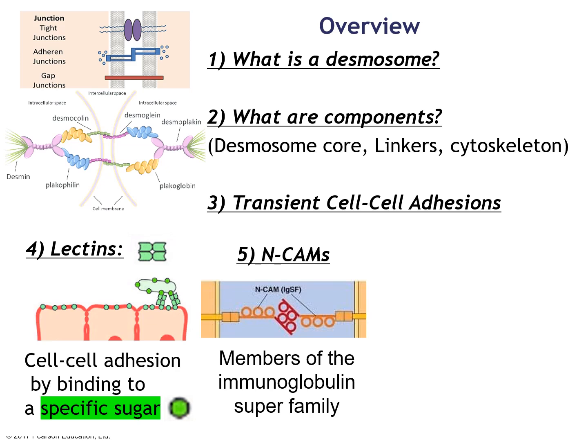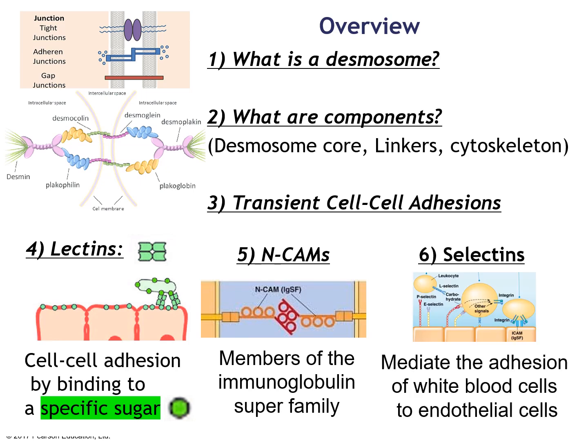I showed you examples of these neural CAMs that are homotypic interaction, and here these selectins that are the ones that mediate adhesion of white blood cells and endothelial cells.